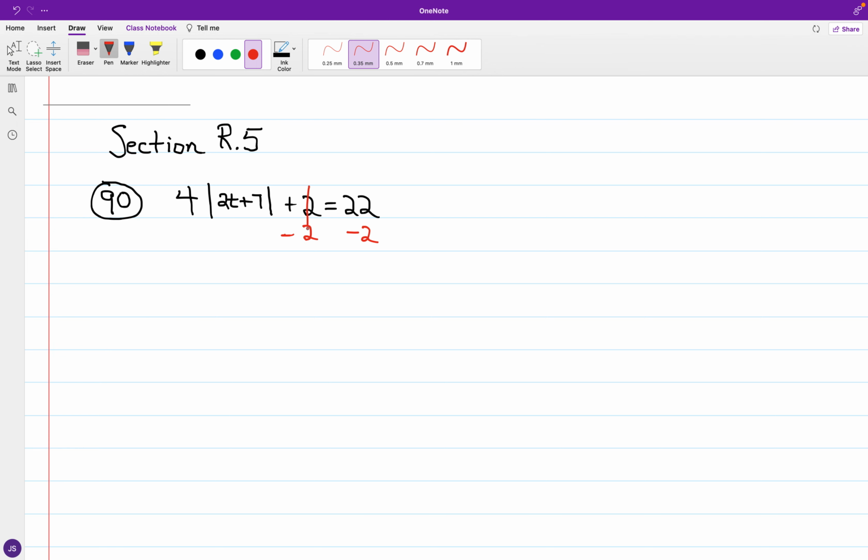So if I move the 2 upon subtracting, we have 4 times the absolute value of 2t plus 7 is equal to 20. And again, you do not treat the absolute value symbols as you would parentheses. So I'm not going to distribute 4 over all of 2t plus 7. What I'm going to do instead is divide the equation by 4.